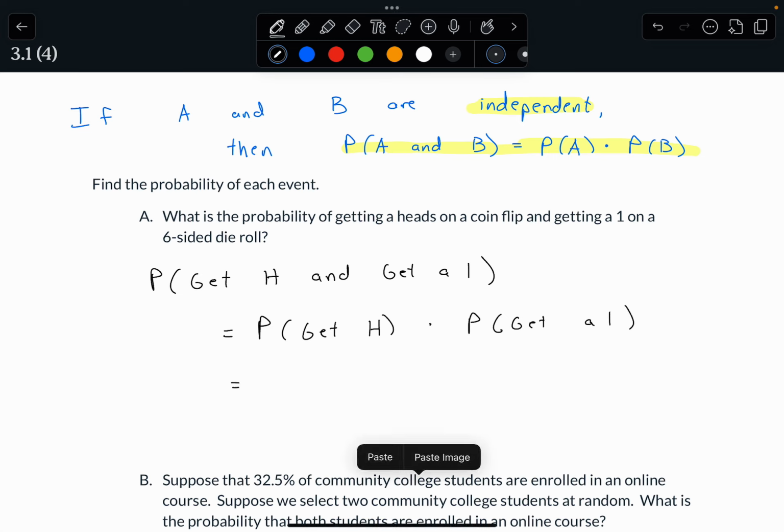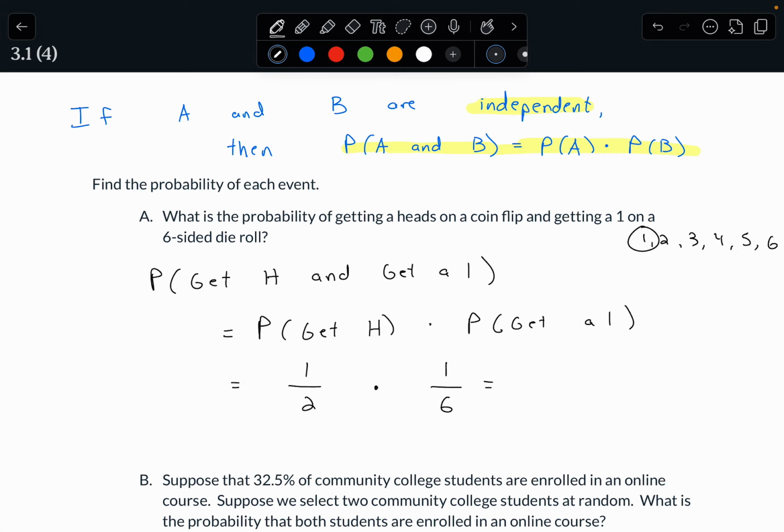So if I flip a coin, there's only two outcomes. There's either heads or tails. So we'll say out of the two different outcomes that I have, only one of those is heads. And then we'll multiply that result by the probability that I get a 1 on a 6-sided die roll. So if I'm rolling a die with 6 sides, that means there are 6 total outcomes. And if I think about the numbers that are on that die roll, it's 1, 2, 3, 4, 5, or 6. Only one of those is a 1. It's 1, so 1/2 times 1 over 6.